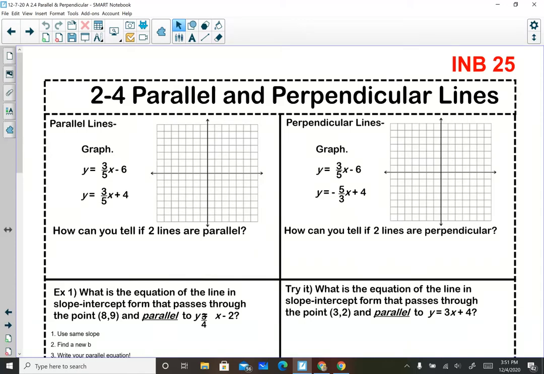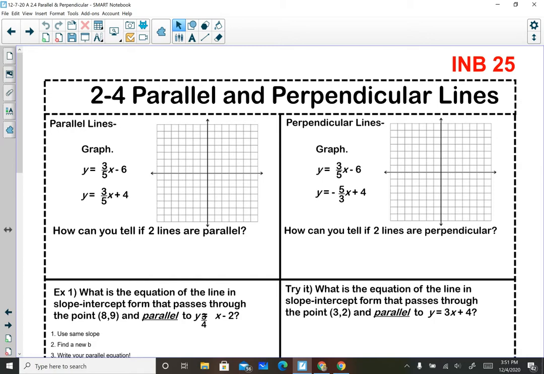We're going to go to our packet, page 25, and we're going to do section 2.4, parallel and perpendicular lines. So we are skipping a couple sections. We're going to go back, but I wanted to hit this first because it's really close to what we've been doing lately with slope-intercept form.